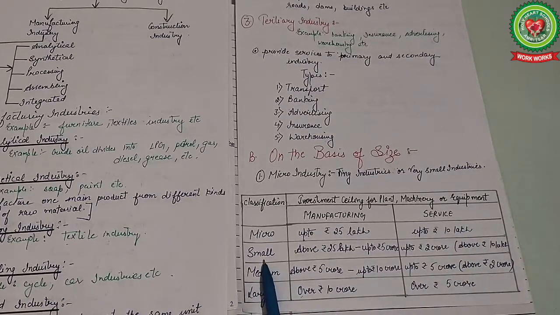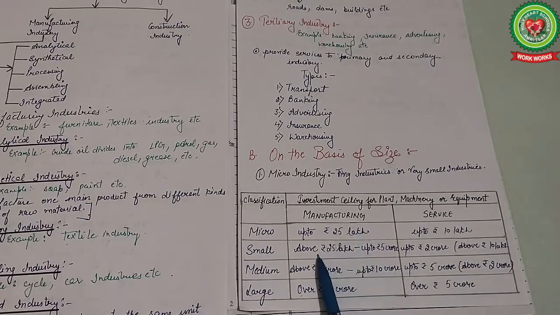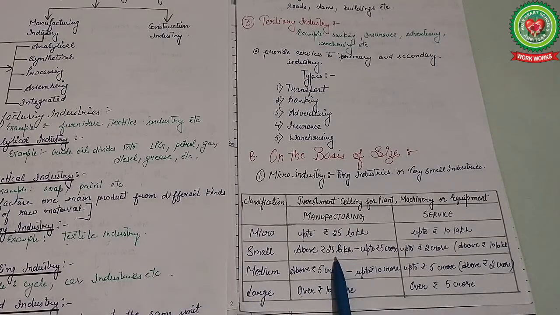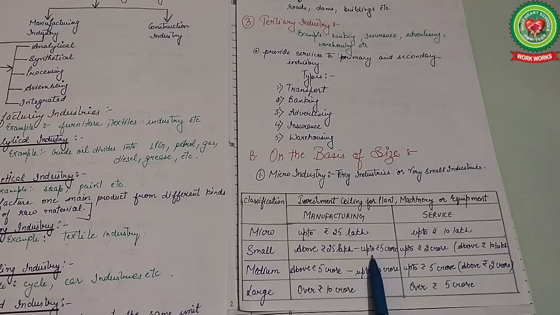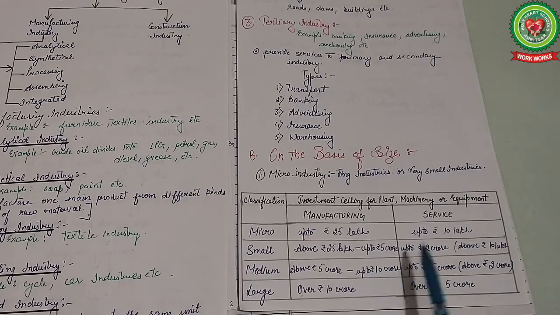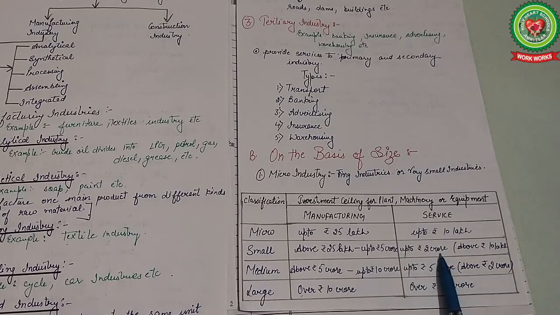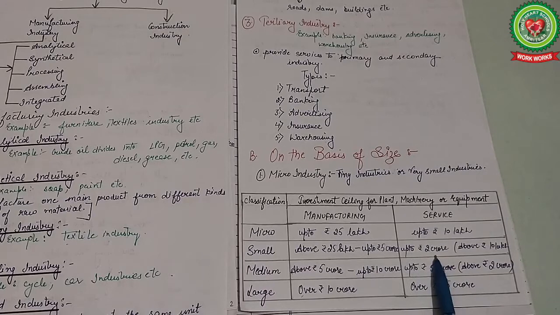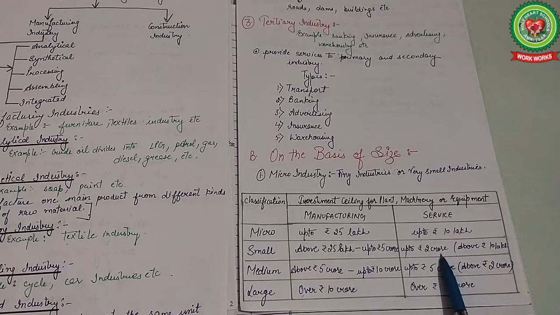Similarly, in small industries producing goods, the limit is that they can exceed 25 lakh, but only up to 5 crores. They cannot exceed the limit of 5 crores. Similarly, in the service industry, their limit is up to 2 crores, meaning they can exceed 10 lakhs but not go beyond 2 crores.